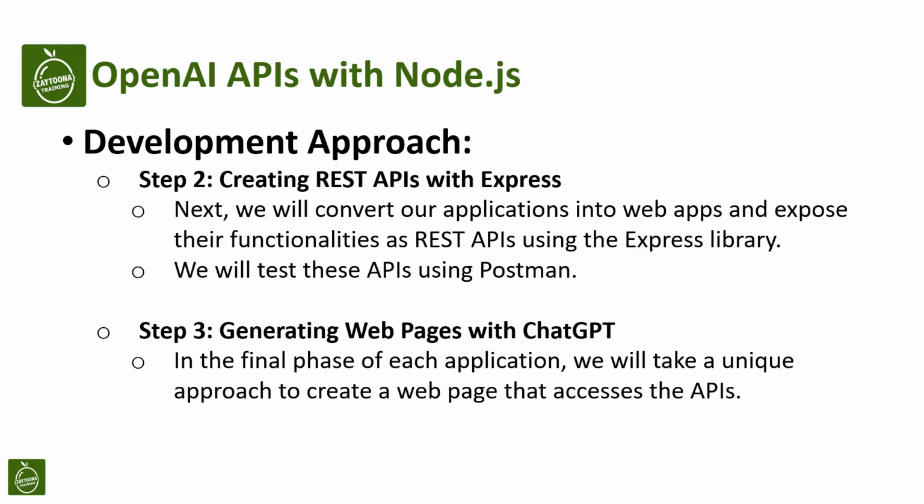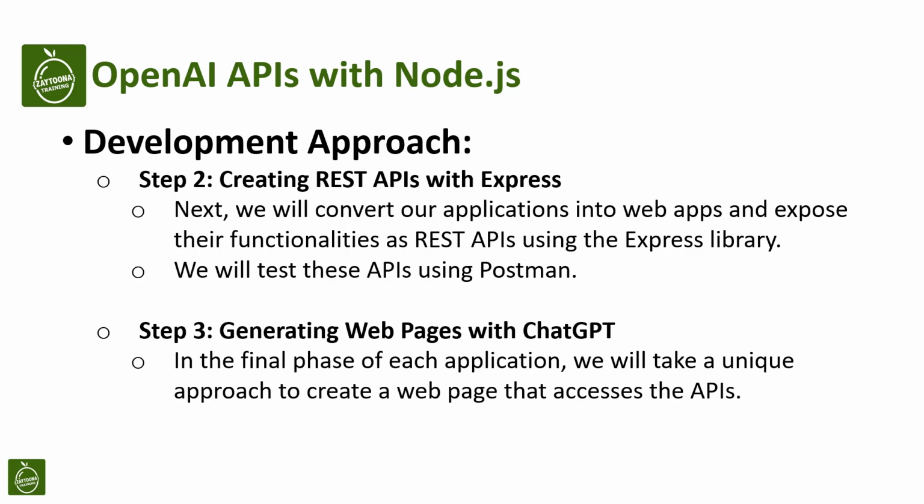Step 2, creating REST APIs with Express. We will convert our applications into web apps and expose their functionalities as REST APIs using the Express library. We will test these APIs using Postman. So this is the second step we will be doing.